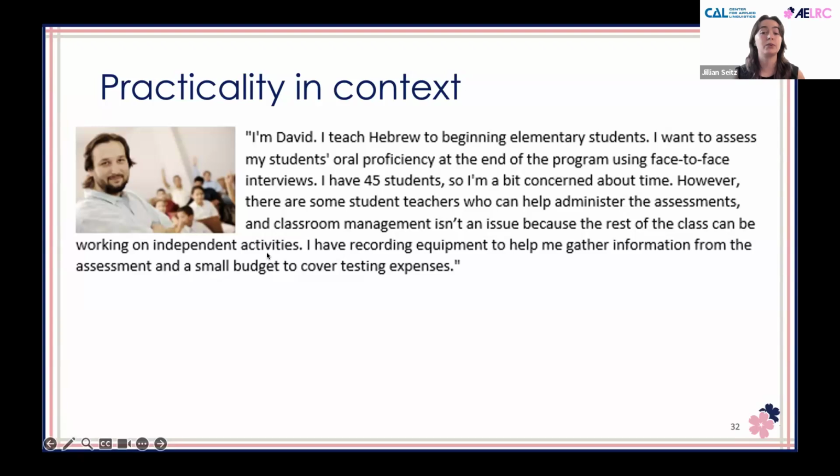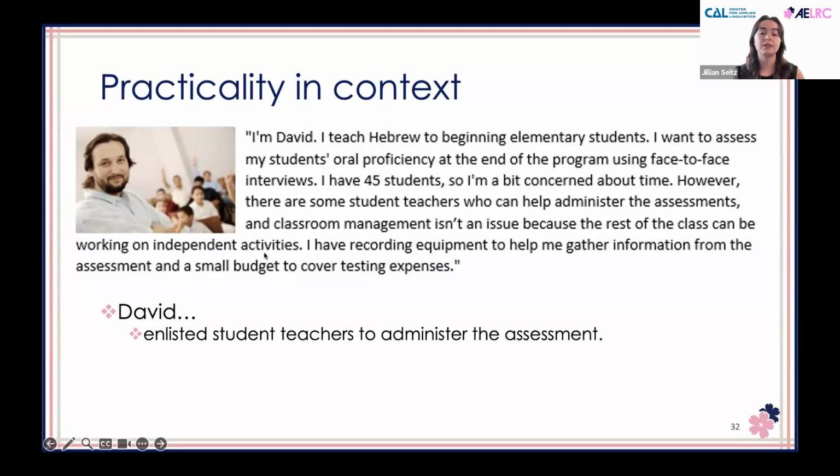In this example, with 45 students, David has to figure out how to assess oral proficiency with a limited amount of time available to him. David managed the time concerns in multiple ways. Firstly, he had enlisted student teachers who could administer the assessment such that multiple students could be assessed at one time. He also created independent activities for students to work on during class time while they were not undergoing the assessment.